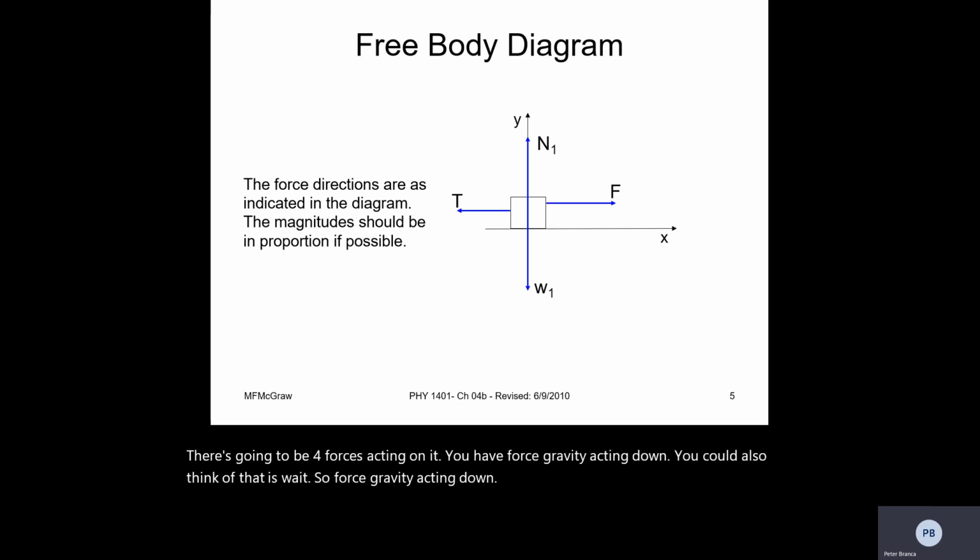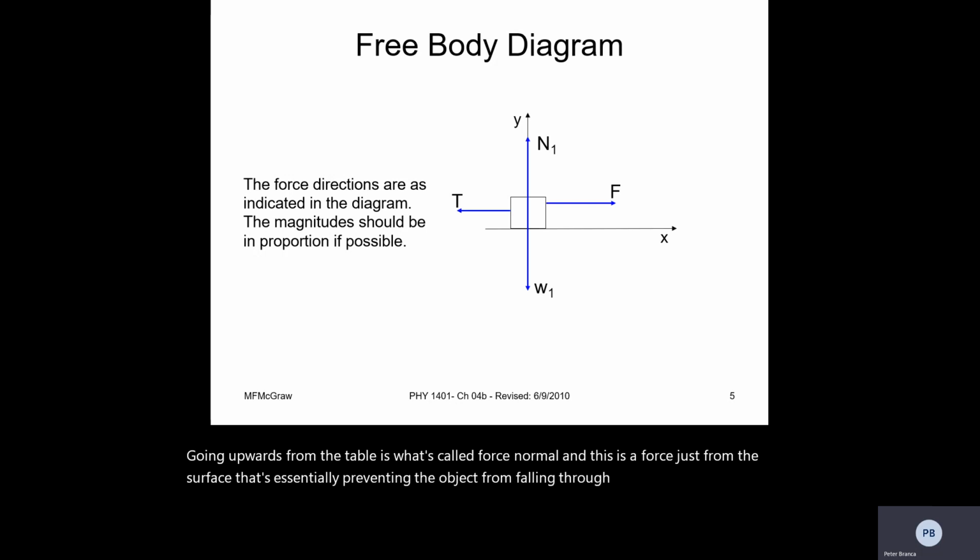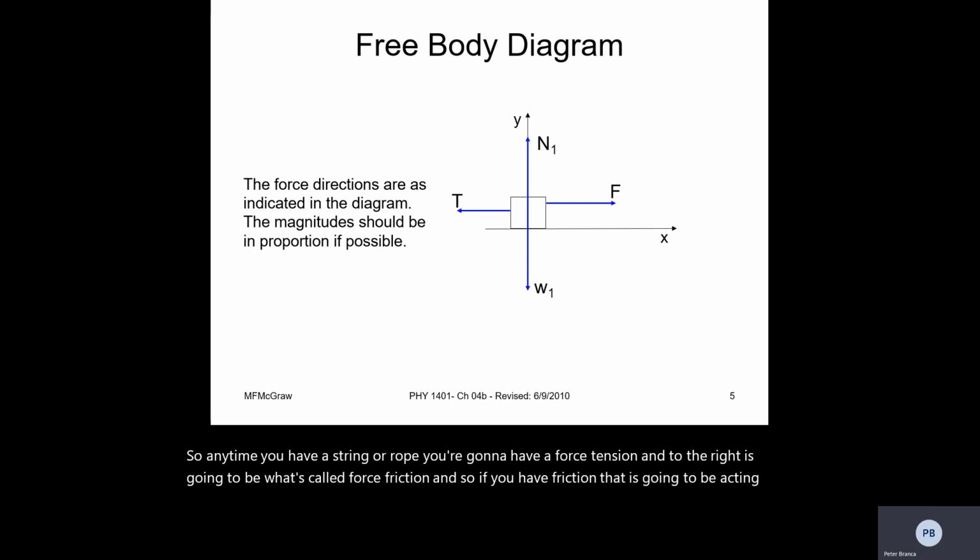Going upwards from the table is what's called force normal. And this is a force just from the surface that's essentially preventing the object from falling through the surface. Going left, because we're pulling on it, and probably pulling on it by a string, that is going to be the force tension. So anytime you have a string or a rope, you're going to have a force tension. And to the right is going to be what's called force friction. And so if you have friction, that is going to be acting usually in the opposite direction of the motion of the object.